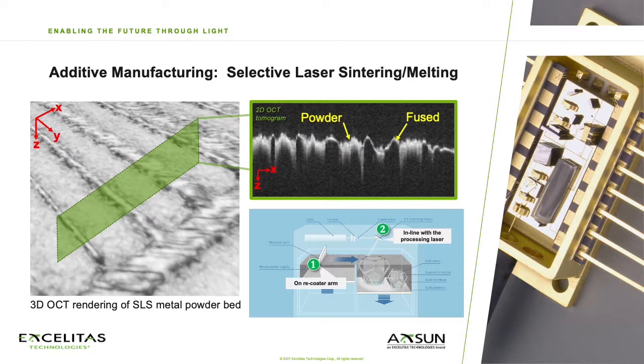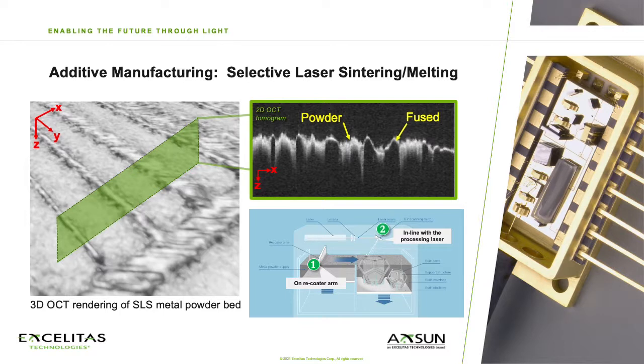Defects can occur from small irregularities in the metal powder bed, and thus a real-time powder bed monitoring technology is desired. OCT can characterize the powder bed and discriminate between fused and non-fused powder, as well as measure small height irregularities which can accumulate into warped parts after many layers are deposited.